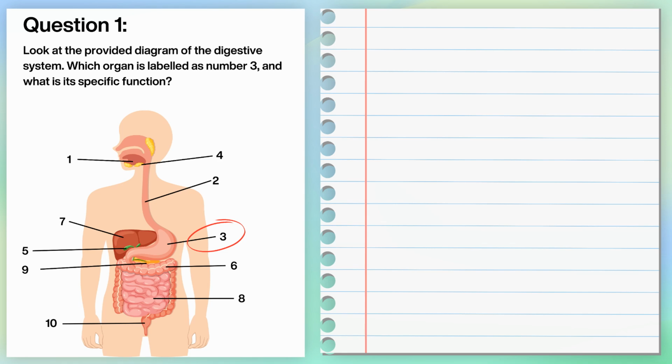Here is our first question. Look at the provided diagram of the digestive system. Which organ is labelled as number 3, and what is its specific function? Pause here to have a go yourself.